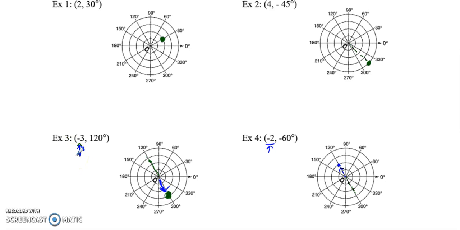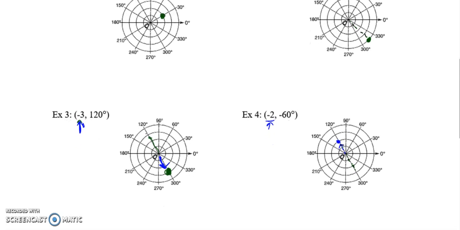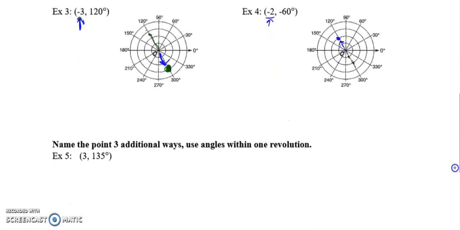I know we said before negative radii aren't negative, but that's in triangles. This is a specific application to the trig stuff, okay? So that's how we do it. Notice we have 4 different avenues. We could have positive r's, negative r's, positive thetas, negative thetas. So we get to name points many, many different ways, and that's what we're going to look at next. How do we name those?